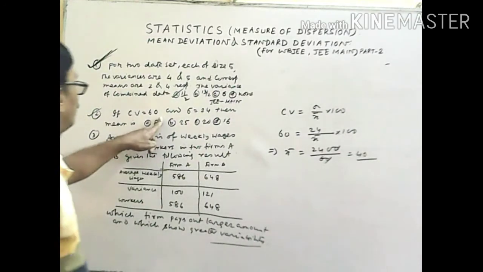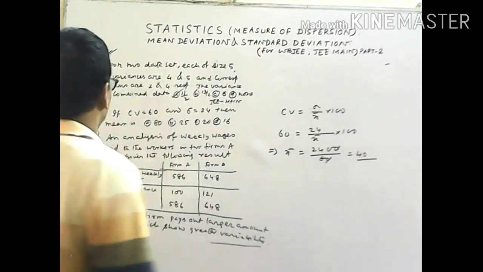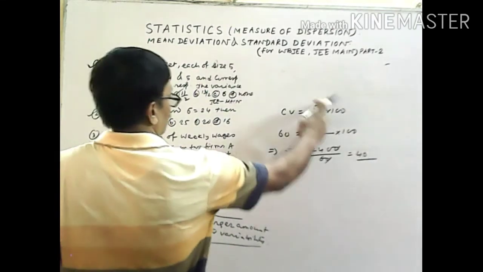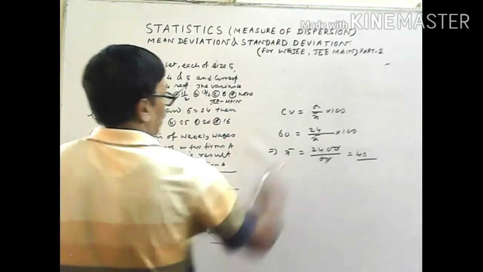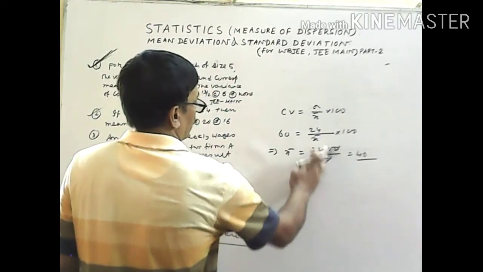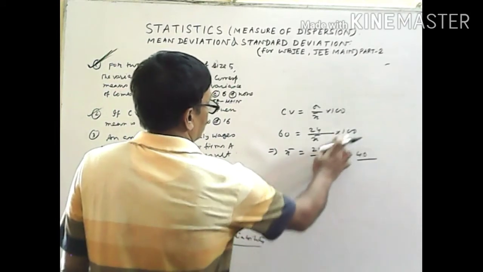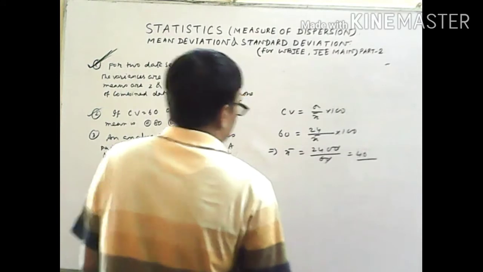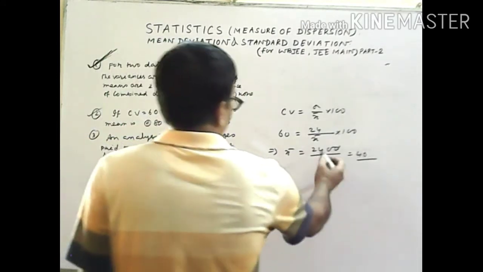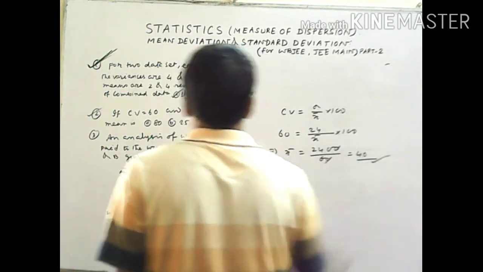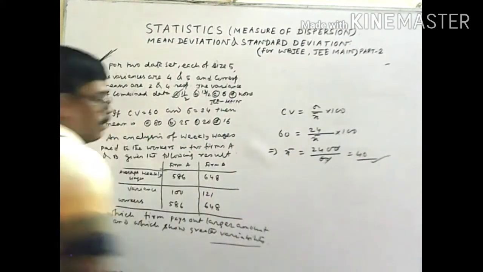So let us verify again. CV equals 60. This is 24 by X bar into 100. So 60 into X bar equals this. So 24, 6 cancels, 6 into 4. So 40 is our CV.